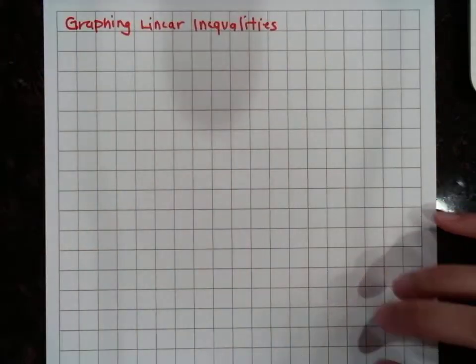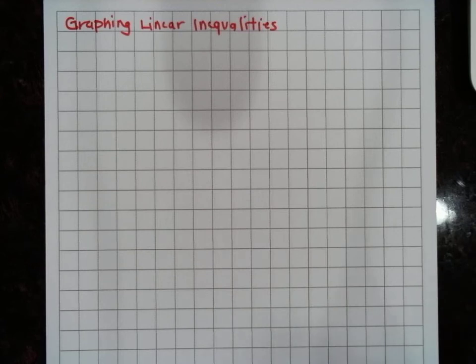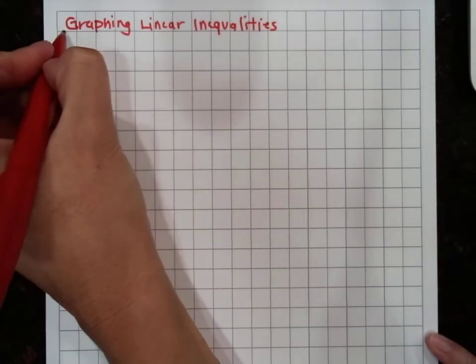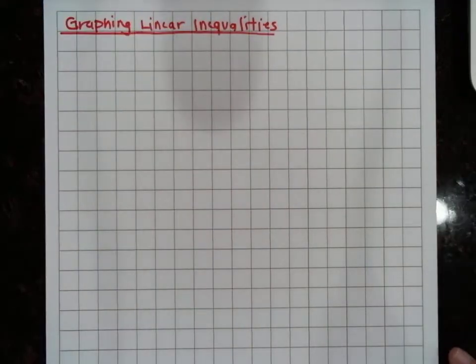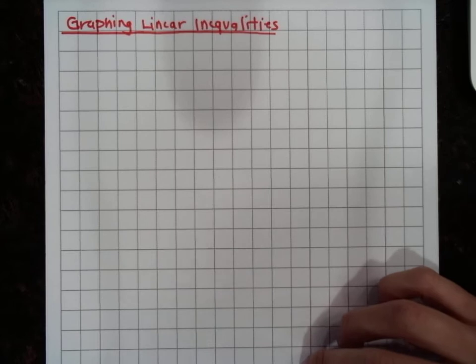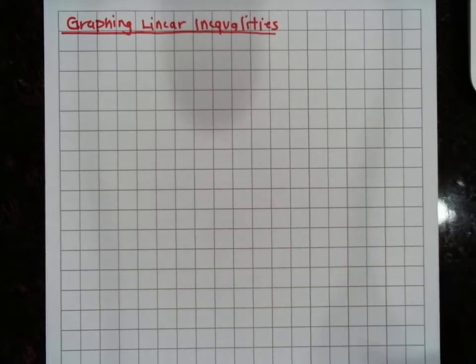So they're not too different from graphing lines. You've been graphing linear equations. There's just two little changes that you're going to see: there's a solid or a dashed line, and then there's some shading with inequalities, but the rest is all the same. So some important things that you need to know.